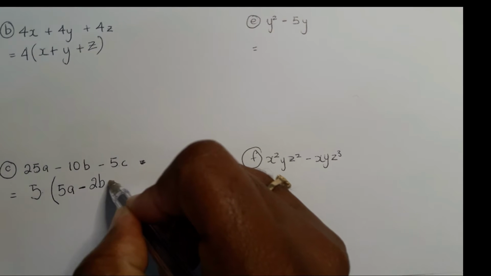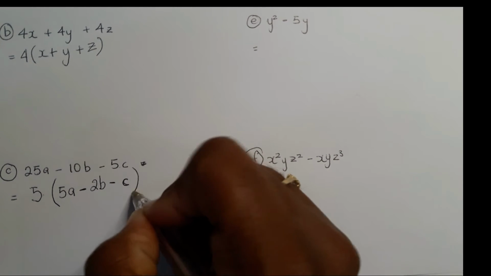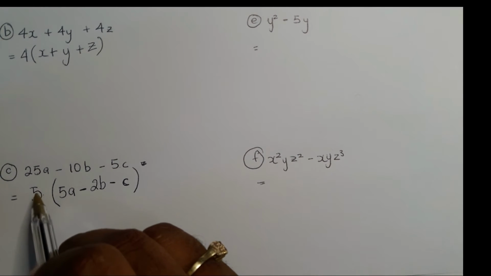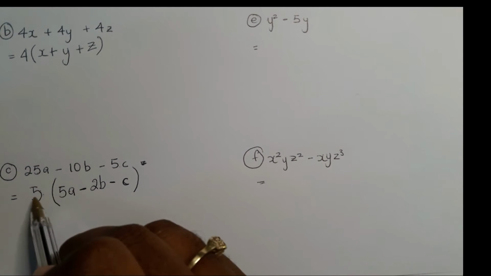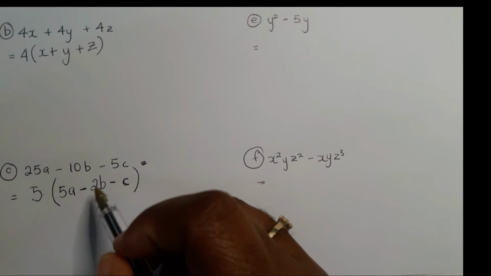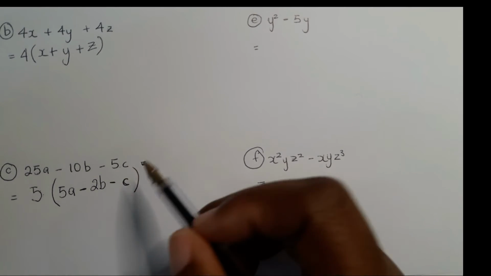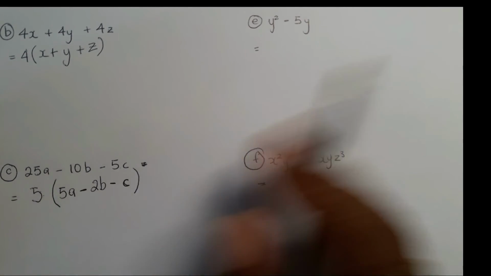Put back the negative here. 5 into 5 goes 1, so you just put the c. And so if you multiply out, you'll say 5 times 5a will give you 25a. 5 times negative 2b will give you negative 10b. And 5 times negative c will give you negative 5c. So you will get back the same answer.